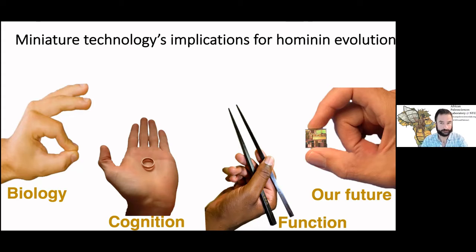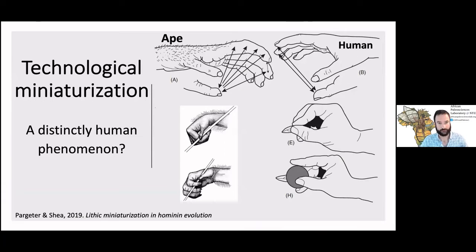Now, one of the big questions we have to ask of this miniaturization process, of technological miniaturization, is it a distinctly human phenomenon? Is it something that only we do, that no other animal alive on the planet today does? Well, humans make and use technology on a smaller scale relative to their body than any other known animal.